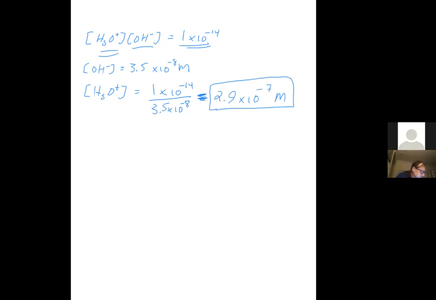I knew that was minus 7 because 10 to the minus 14 over 10 to the minus 8 is 10 to the minus 6. But then 1 over 3.5 is less than 1. So it's going to move it over 1 and it'll be 10 to the minus 7. Okay. You can check your answer.